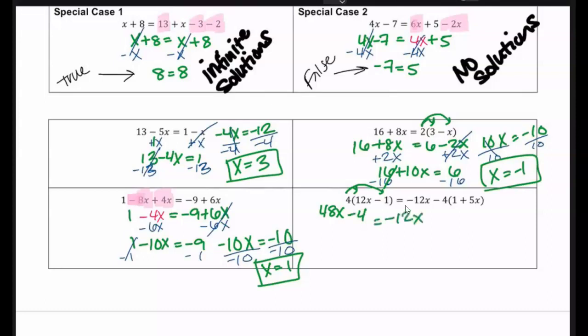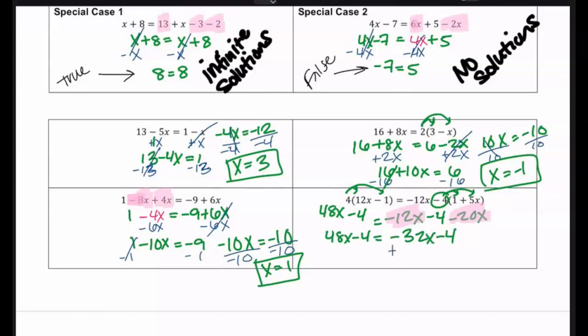Negative 12x. Now be careful here. When I'm going to distribute, I'm going to distribute this negative 4. So not just a 4, a negative 4. Negative 4 times 1 is negative 4. Negative 4 times 5x is negative 20x. Step 2, which is combine like terms. Negative 12x, negative 20x are both coefficients. So I can combine those. This side isn't going to change, so I'm just going to bring it down. That's going to be negative 32x minus 4.